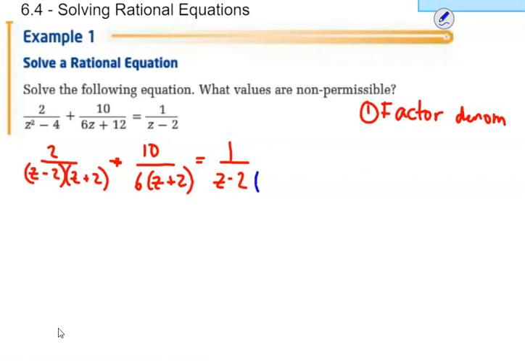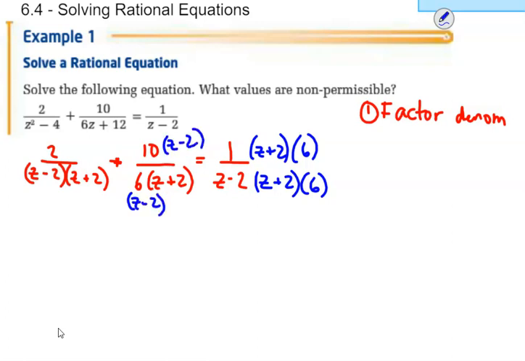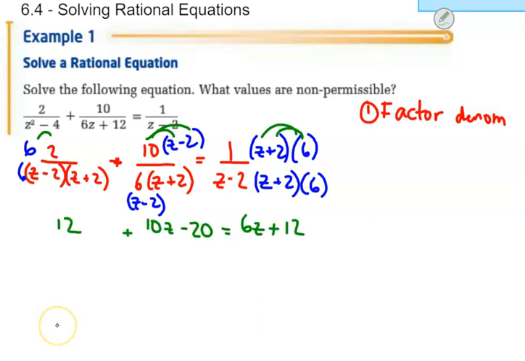So I know that I need to multiply this guy by a z plus 2 and also by a 6 on both top and bottom. And then I know that I need to multiply this guy by a z minus 2 on both top and bottom. And this guy just needs a 6 on both top and bottom. From here, we can multiply those top parts. So once we multiply, we're going to get this.